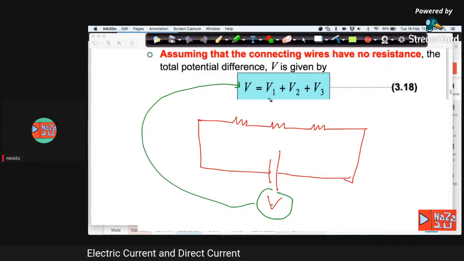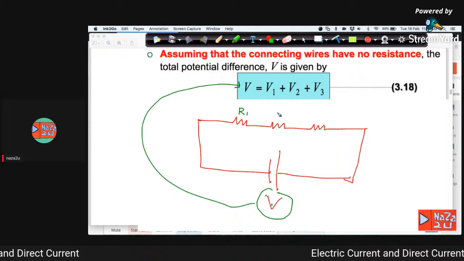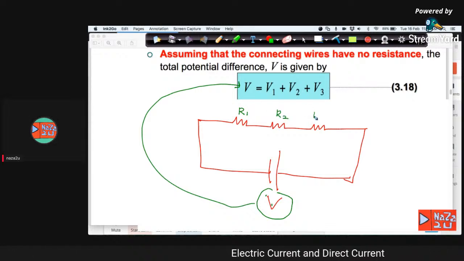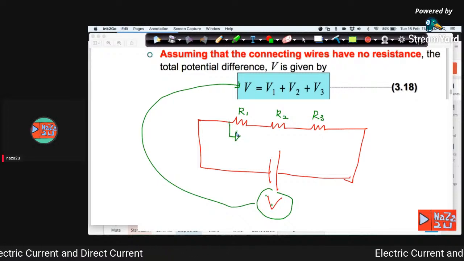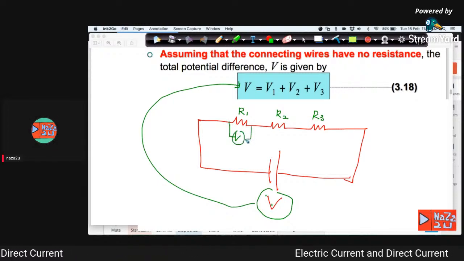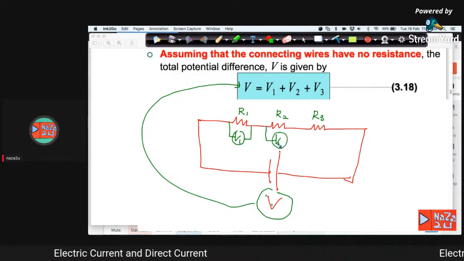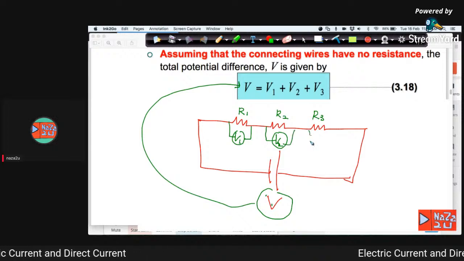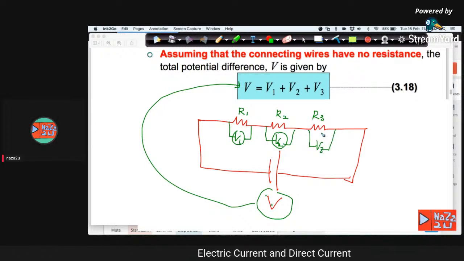V here, so meaning for resistor 1, and this is resistor 2, and this is resistor 3. So if you want to find the voltage at the first resistor, let's say V1, for the second resistor, this is V2, and we have another voltage, let's say V3, in resistor 3. So we have 3 resistors here.